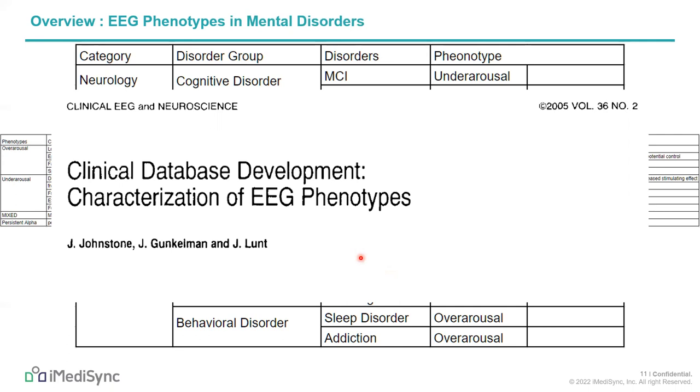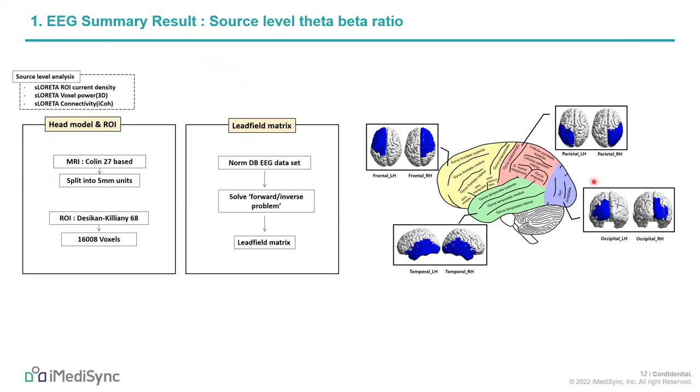This is a brief overview of EEG phenotypes in mental disorder. We can basically categorize an overactive phenotype and an underactive phenotype. We can do detailed differentiation using Jay Gunkelman's phenotypes, but the base concept is overarousal and underarousal. In the iSyncWave quick report, we use the source-level theta beta ratio. Theta is the key marker of underarousal, and beta is the key marker of overarousal. We use the theta beta ratio as a simple quick screening measure.